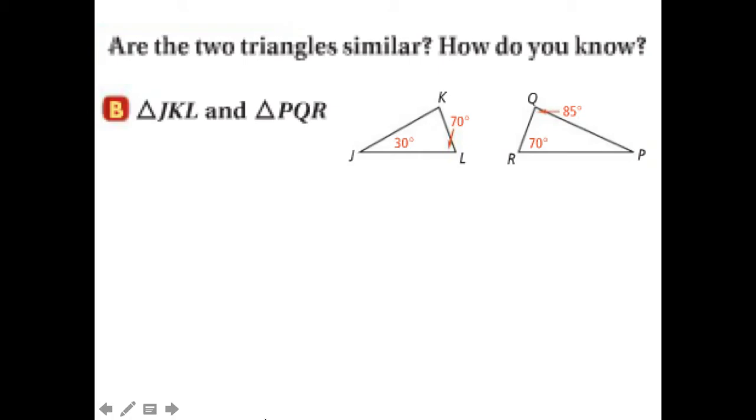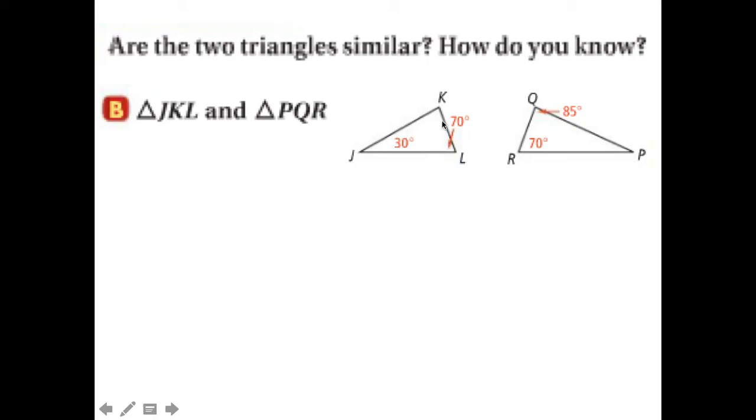Okay, so hopefully you tried to figure this one out on your own and came up with an answer. We're looking at triangles JKL and PQR. If I was trying to answer this, I see that angles L and R are the same. They both measure 70, but I don't have enough information elsewhere unless I figure out what angle K is and angle P, because angle K could possibly be 85 or whatever angle P is, and angle P could possibly be 30 or whatever angle K is. So we know how to figure this out.